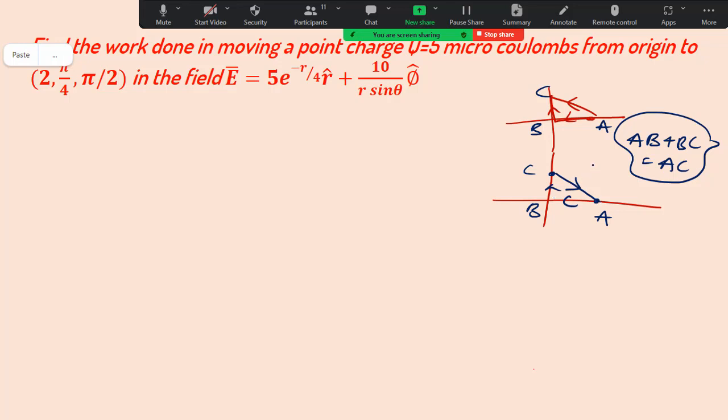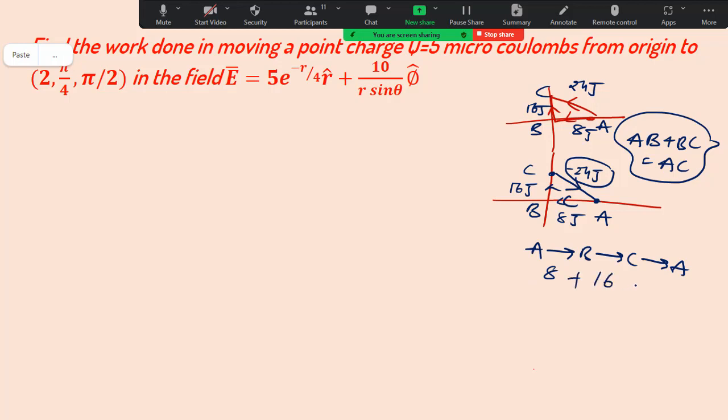A to C work done is 24 joules. So C to A will come as minus 24 joules. This is 8, this is 16 joules. So A to B means 8 joules will be there, B to C means 16 joules will be there. But instead of taking A to C, I have taken C to A, that will become minus 24 joules. So now you see this path, A to B, B to C, C to A. Now you see the total work: 8 joules, 16 joules, minus 24. Total work done is equal to 0.